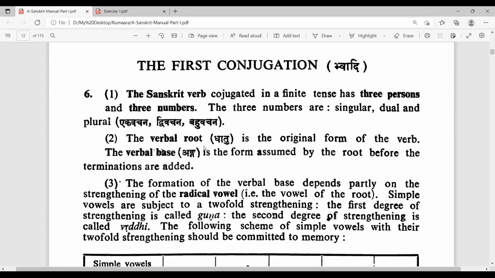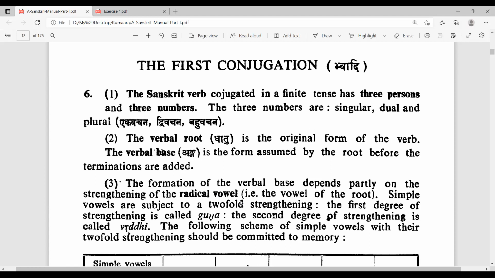Then the formation of the verbal base, Anga, depends partly on the strengthening of the radical vowel. What is a radical vowel? Radical, we know. Radical vowel is the vowel of the root. Simple vowels are subject to twofold strengthening. Angakarya is called strengthening. What is the first one? The first degree of strengthening is Guna. The second degree of strengthening is Vriddhi.